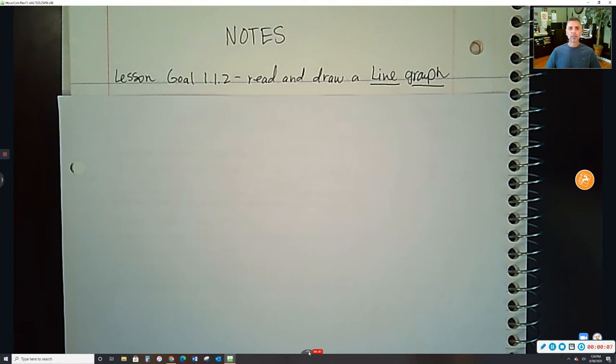Hey everybody, so today we have notes again. We're going to continue with graphs, and this one is lesson goal 1.1.2, read and draw a line graph. It has a similar name to the section we did before this. The section before was called line plot. This one's called line graph. So write that down.